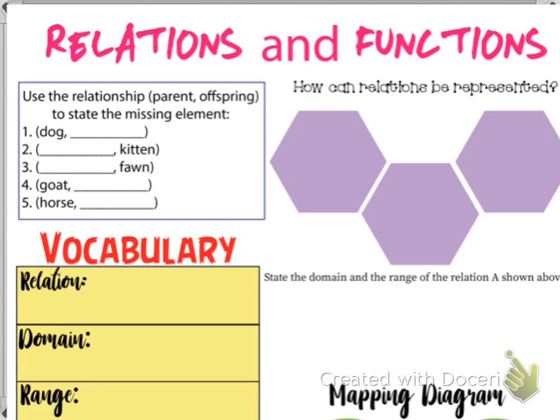So this word relations up here sounds a lot like the word relationship. So what we're going to do is come over here to this box, and you can see that I have some ordered pairs written, except they're without numbers. We're going to use the parent-offspring relationship, like a mother-child type of relationship, to state the missing element for each one of these pairs. So let's look at the first one.